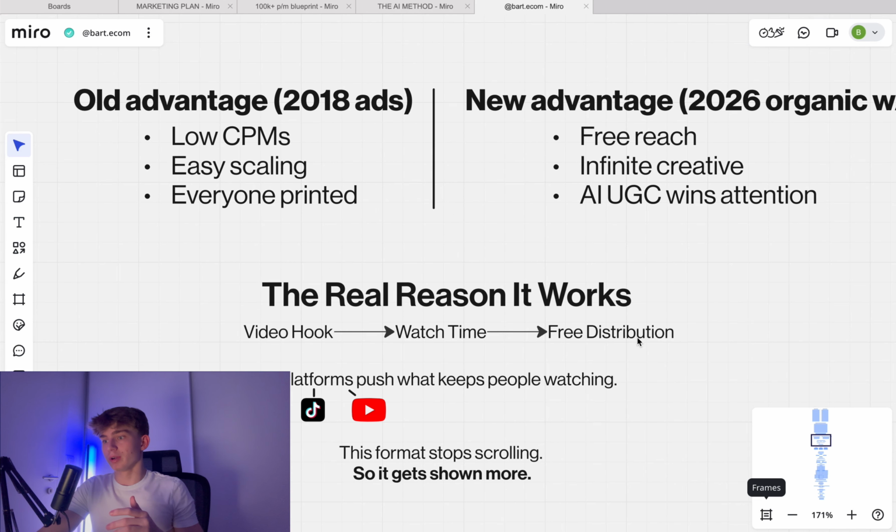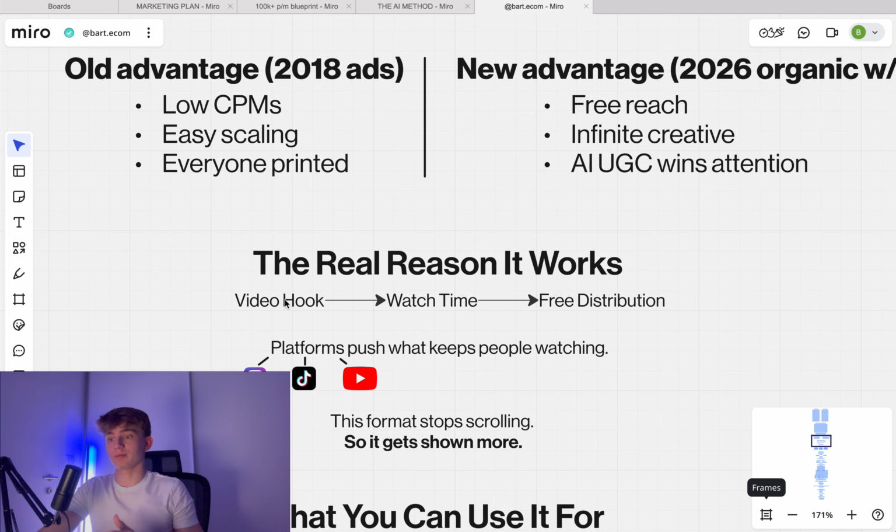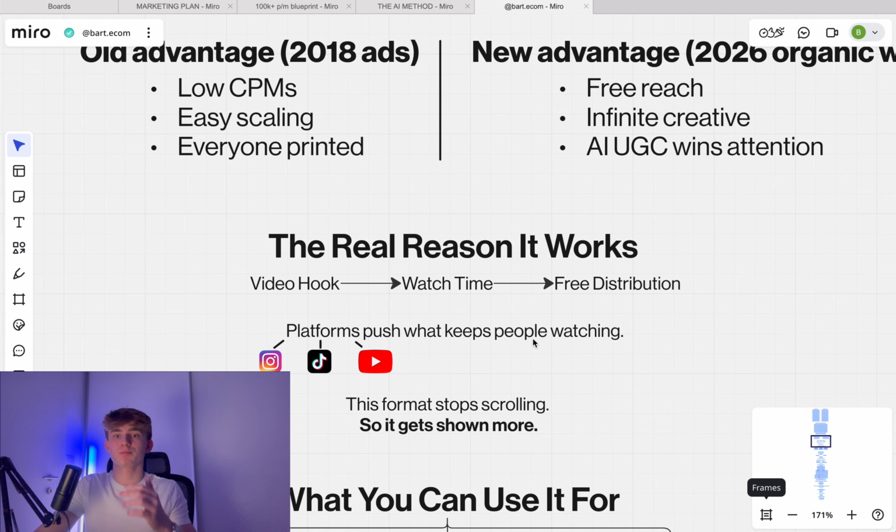So the real reason that it works is because you have the perfect video hook, you get the great retention, the watch time, and obviously the free distribution. Platforms push what people keep watching, and that's really all that matters. So you can use Instagram, TikTok, Facebook, YouTube, and so on. And this format that we use stops scrolling, so it gets shown even more and more and more.